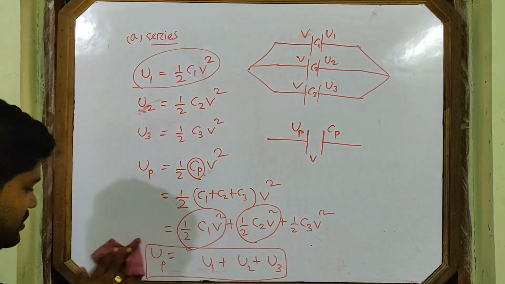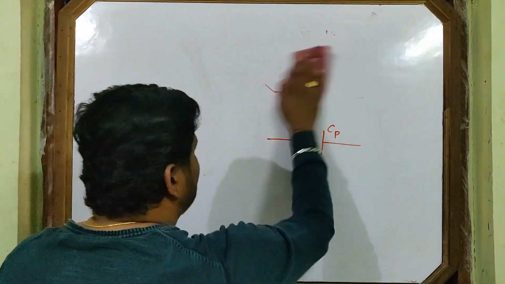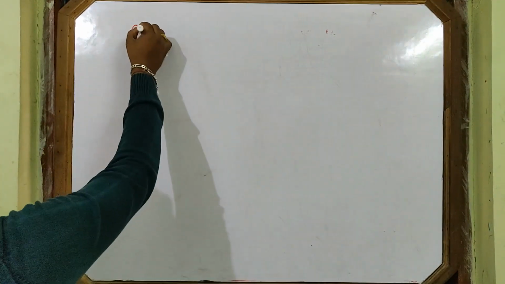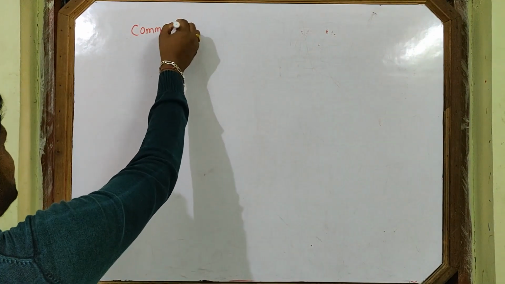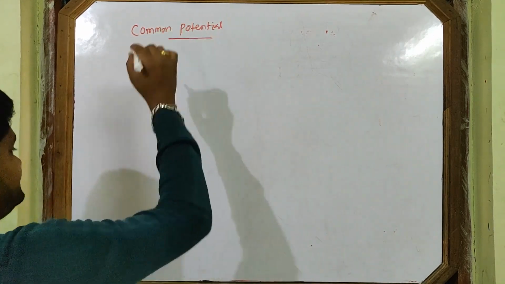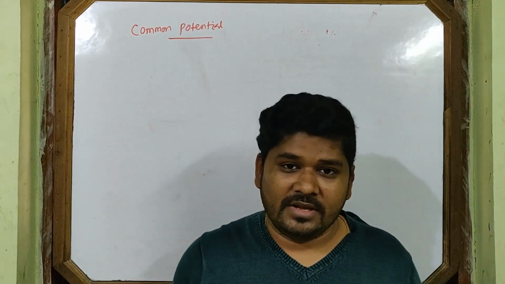So now this is about the energy stored in the combination, and the last part will go. The last part is now common potential. We'll discuss common potential now. Okay, so before discussing this one, if I ask you one question, now you can tell me the answer here.